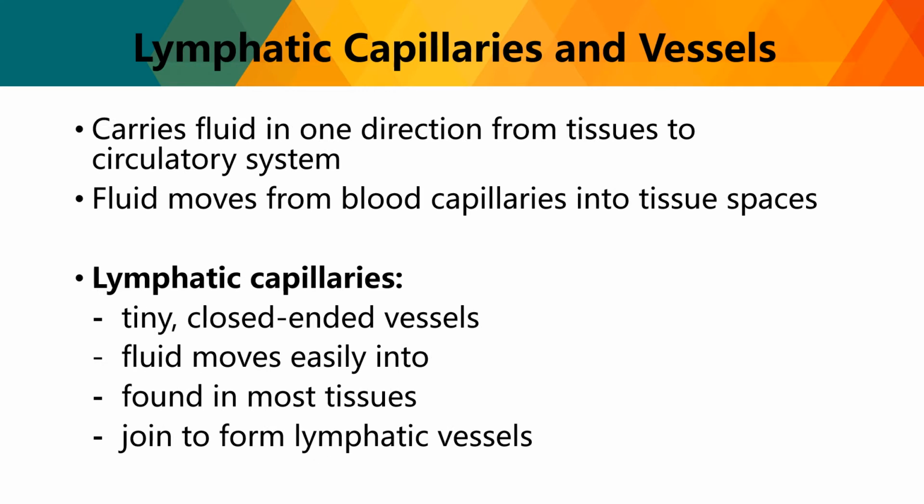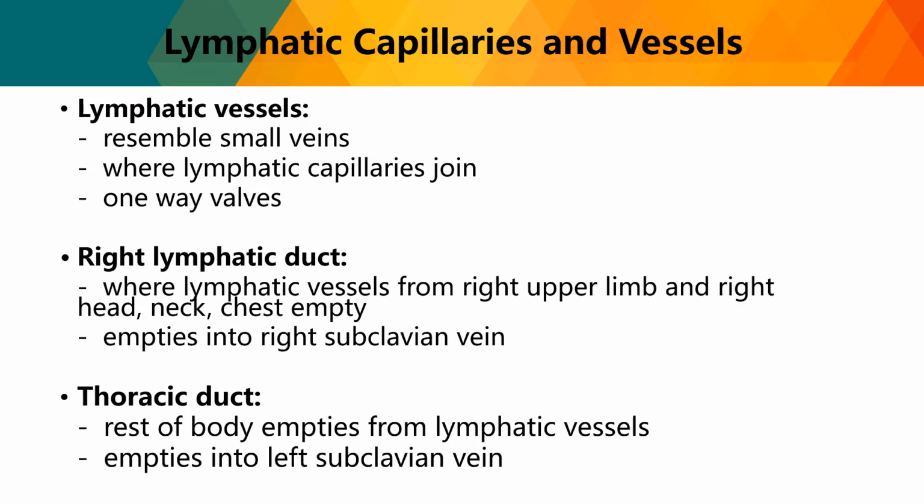The lymphatic capillaries and vessels are the ones that carry fluid in one direction from tissues to the circulatory system. The fluid moves from blood capillaries into the tissue spaces. Your lymphatic capillaries are tiny, closed-ended vessels, and the fluid moves easily into them. They are found in most tissues and join to form the lymphatic vessels. On the other hand, the lymphatic vessels resemble small veins where lymphatic capillaries join, and they also have one-way valves.